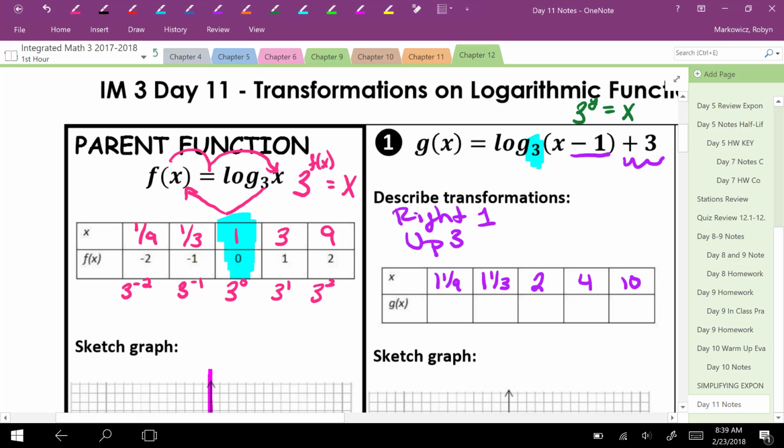All right, up 3, what is that going to affect? The y. So I'm going to come here to my parent function. What is -2 plus 3? 1. -1 plus 3.